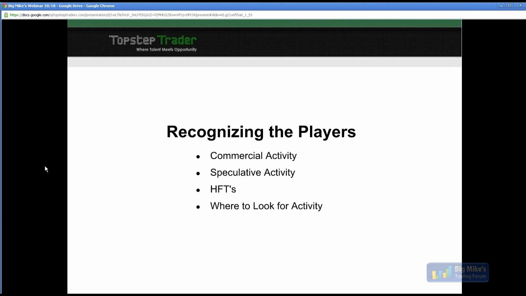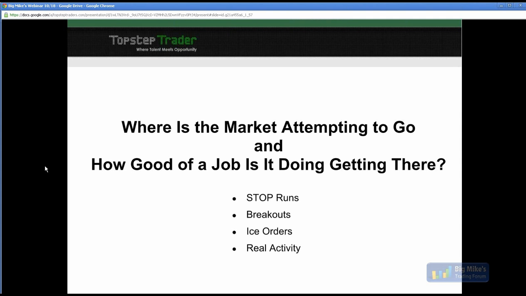So what do we look for in the dome or time and sales? We're looking for where the market is attempting to go and how good a job it is doing in getting there. We're looking for price action. Is the market acting right according to the situation? Stop runs. These, to me, seem to be easy to spot. They tend to be very quick, and usually at the extremes of the ranges or when there is an extension of the range.